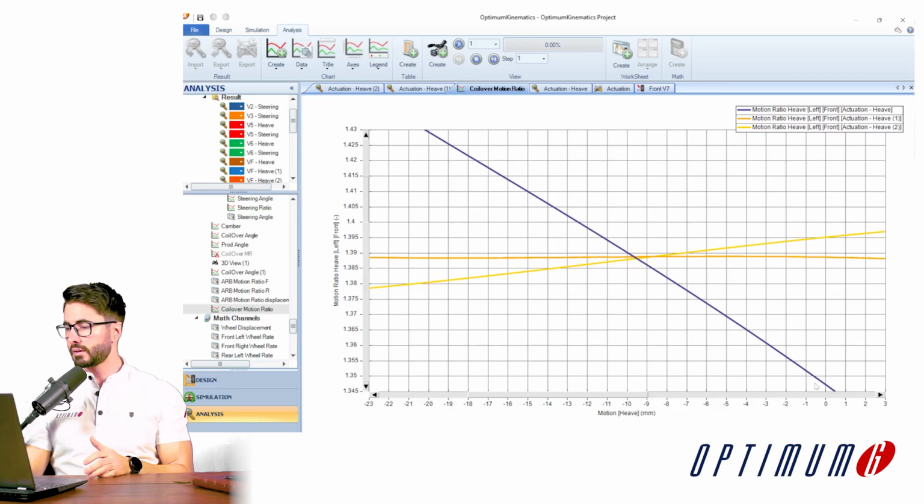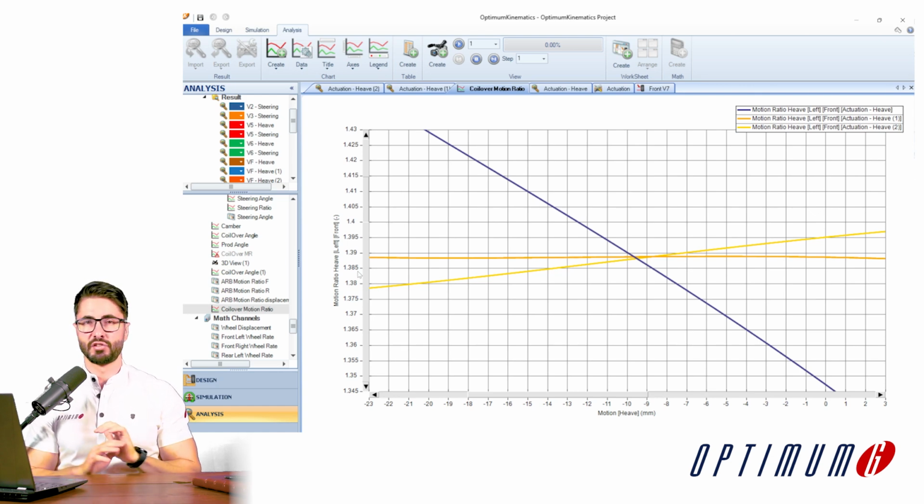Now, going back to our analysis, I can see that if I go from 0 to 10 millimeters compression, I am getting to a motion ratio of 1.385. So I actually have less than 2% variation for every 10 millimeters, which could still be acceptable for a race car.